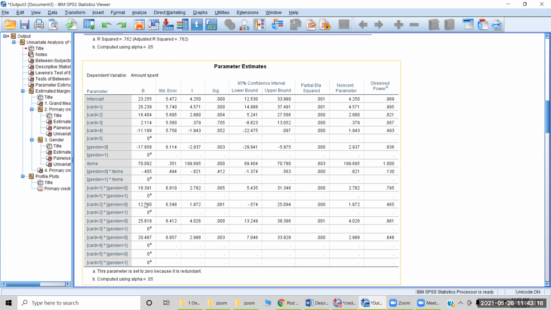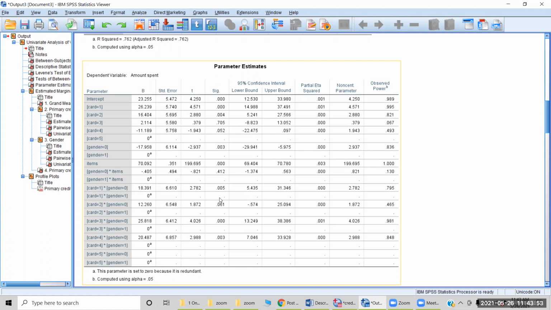Similarly, the other product terms are also explained in the same way. Now, when gender is multiplied with card, is it significant? Yes, card number 1 is significant. It means female cardholders of card number 1 spend significantly differently from their male counterparts, because male is being used as a reference point.